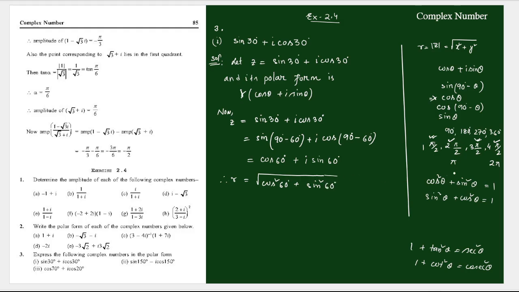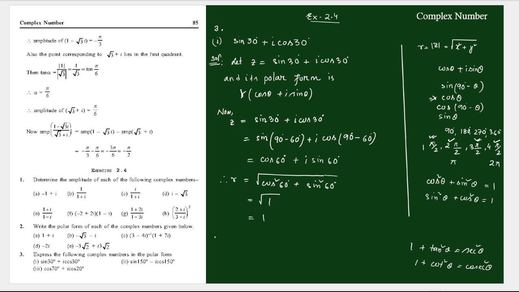Now where is our formula? Cos square theta plus sine square theta, this is how much? 1. So this is root over of 1. It is 1. So how is our polar form now? Cos theta is cos 60 degree, I sin theta is I sin 60 degree. So we can write the polar form this way.